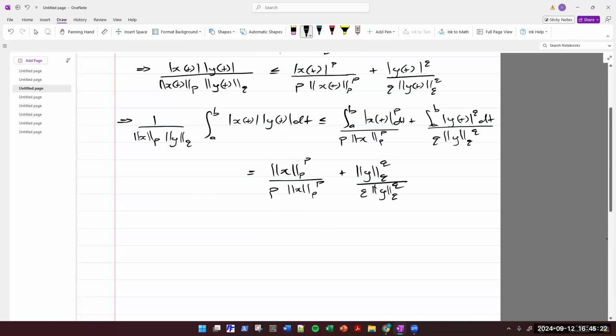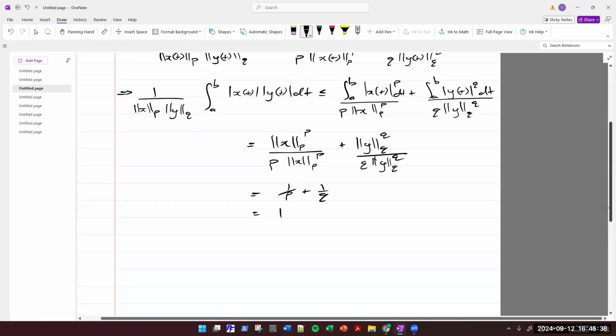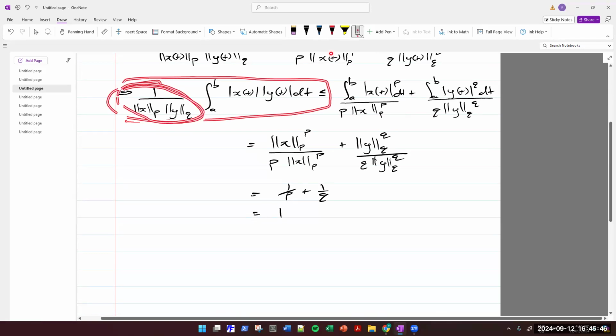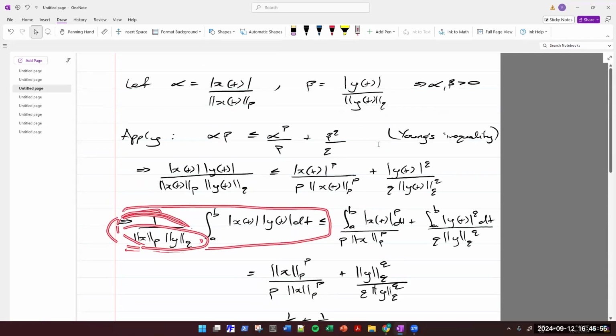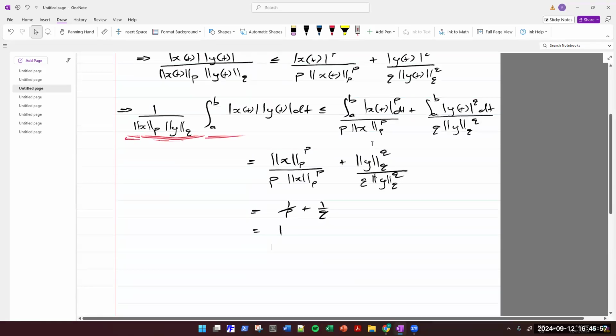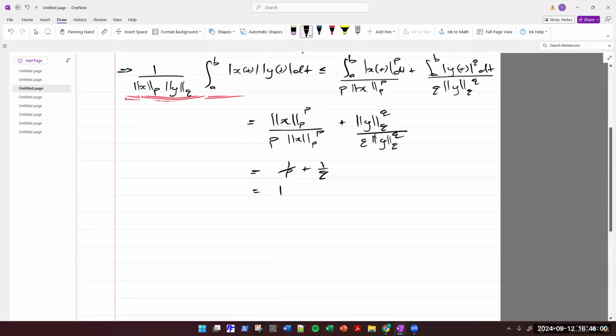And those things cancel. We get 1 over p plus 1 over q, but we know p and q are conjugate exponents. So 1 over p plus 1 over q is 1, right? So this thing is 1. And what do I have on the left-hand side? On the left-hand side, I have this. So this number in front of the integral is, of course, always positive. So I can multiply through by that number and not change the inequality sign.